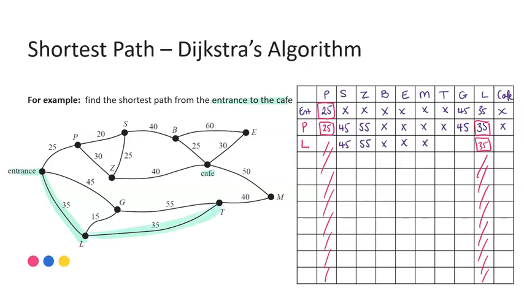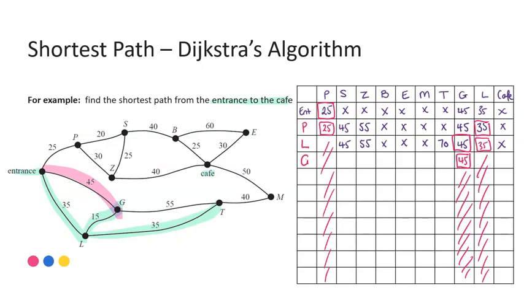That's 35, so that's a total distance of 70. And there is a connection, L to G, of 15. So that would be 50. However, we've already established there was a quicker, shorter path with that direct connection. So the 45 is what we note down. And again, no connection to the cafe. So now we look and we can see there's two 45s here. Now, for the sake of doing it differently, I'm going to take the connection at G, just to show you that it won't matter whether I choose the left-hand number or the right-hand number.